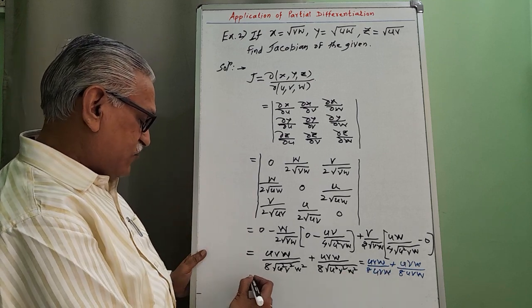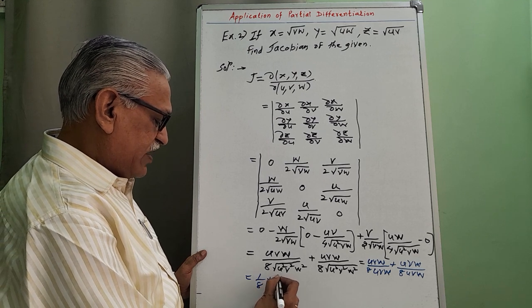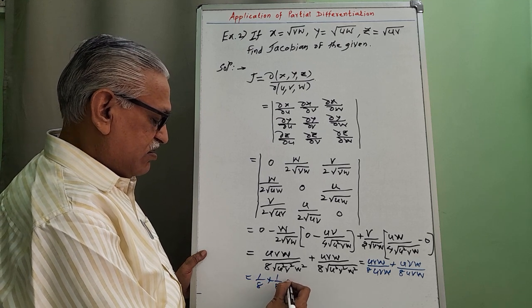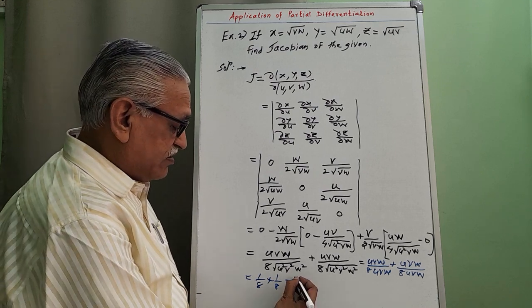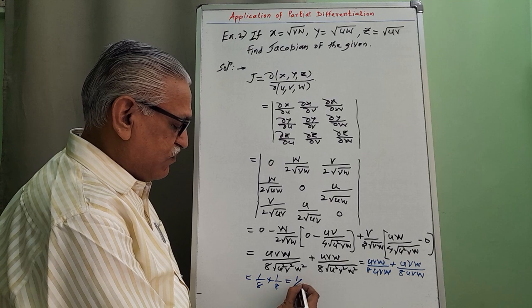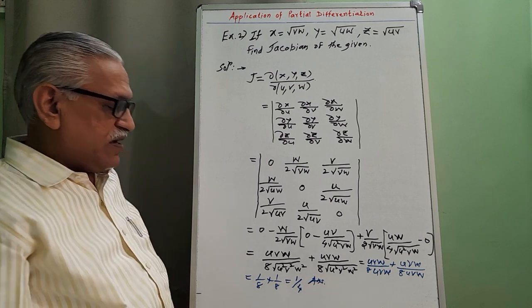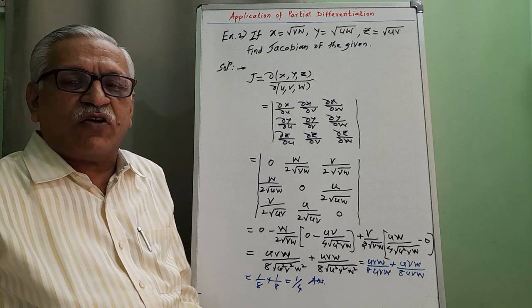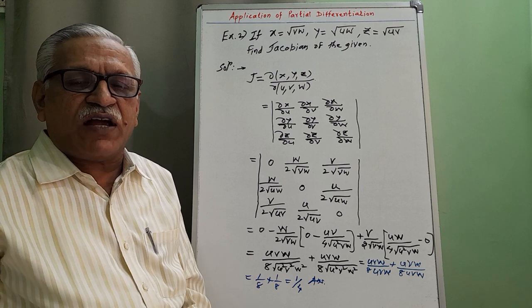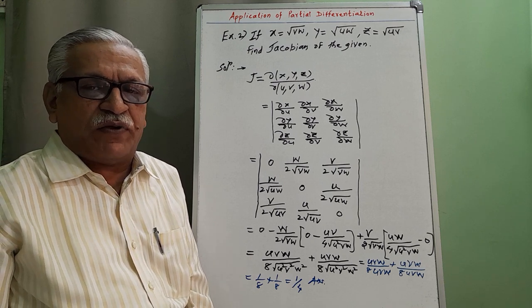UVW get cancelled, therefore we get that value as 1 by 8 plus 1 by 8. It is addition, 2 by 8 means 1 by 4, as the answer or the value of that Jacobian. Therefore, here I have discussed two examples of how we can evaluate that Jacobian.